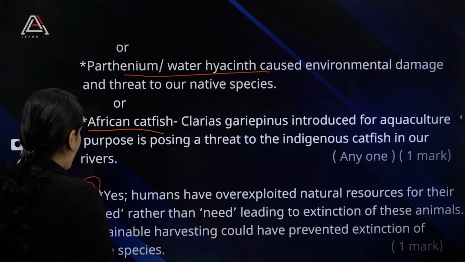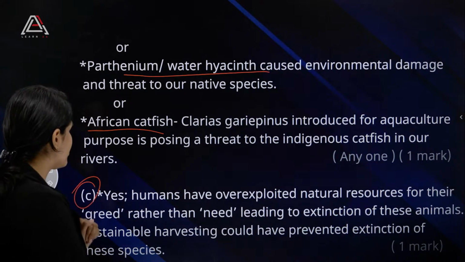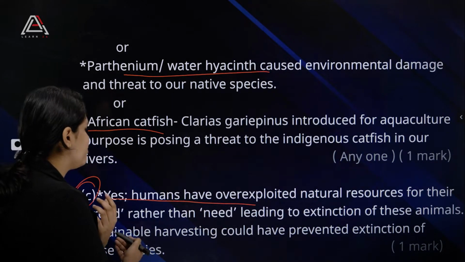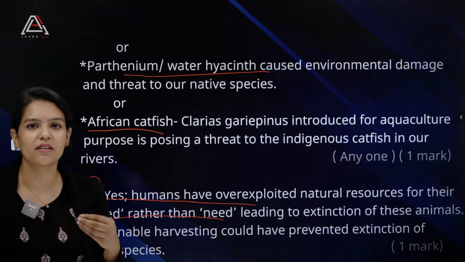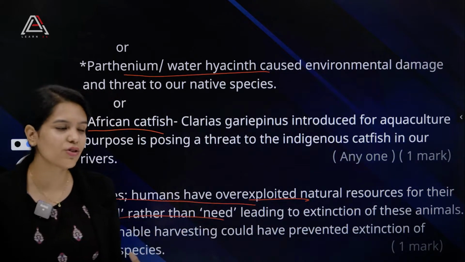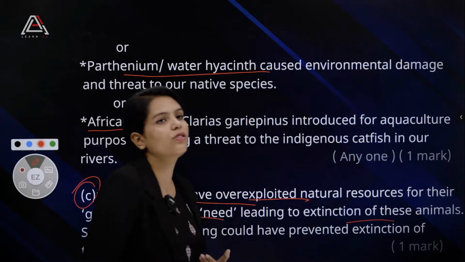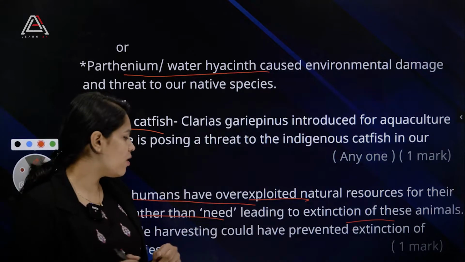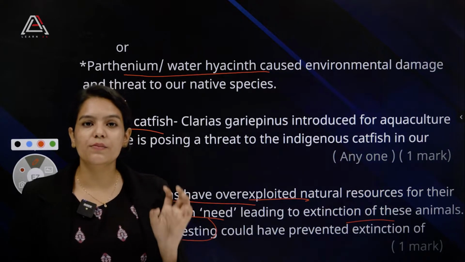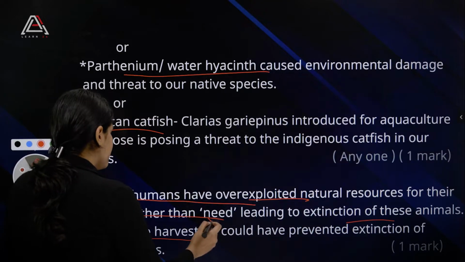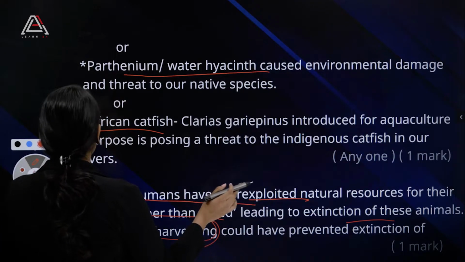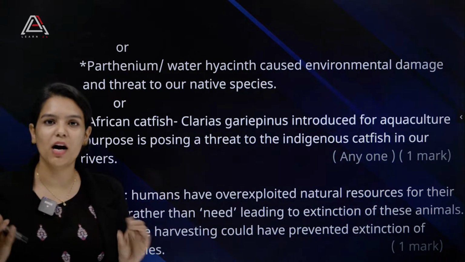Okay, then the third question: humans have overexploited the natural resources. Why? Because we were very greedy. We were greedy about our needs, that's why we have overexploited the natural resources, which led to the extinction of half of the species of animals. So how can we improve that? By using sustainable harvesting. By sustainable harvesting we can reduce that problem. Fine, if you explain all of this, you will get your 3 marks, right?